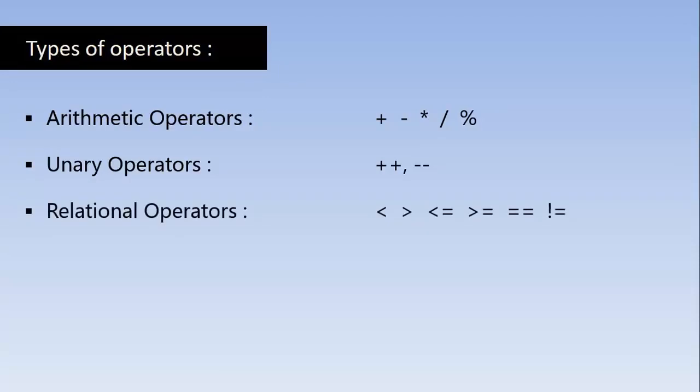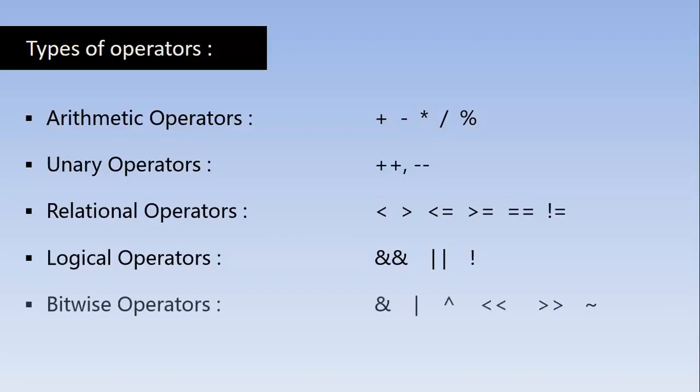Relational operators are also there: lesser than, greater than, lesser than equal to, greater than equal to, and not equal to. Logical operators, so there are logical conditions to check, and we use a double ampersand for logical AND operation and double pipeline for logical OR operation, and for logical NOT there is an exclamatory symbol. And at last, the bitwise operators. So these are the bitwise operators.